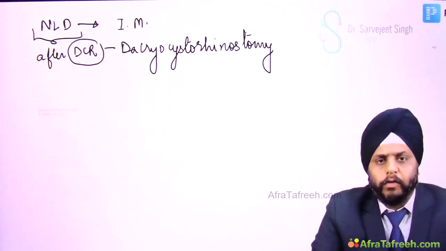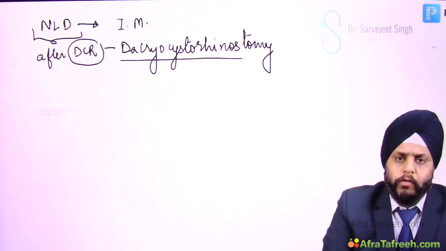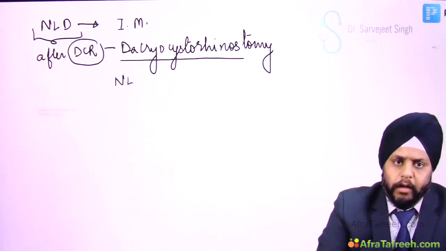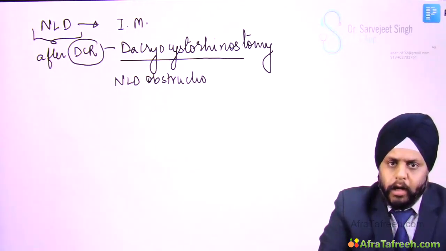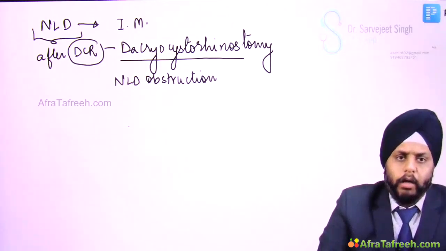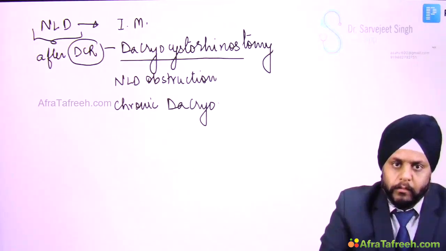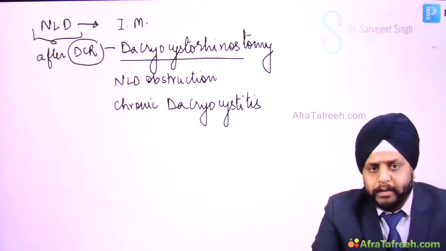Okay, dacrocystorhinostomy operation. Now, when do we do dacrocystorhinostomy operation? This is done when there is NLD obstruction. So when the nasolacrimal duct is blocked, NLD obstruction, or there may be chronic dacrocystitis. So that means the lacrimal sac is infected. Dacrocystitis means the lacrimal sac is infected.